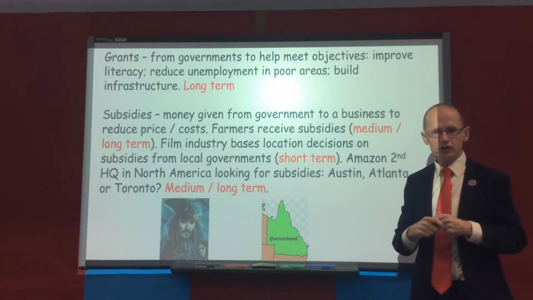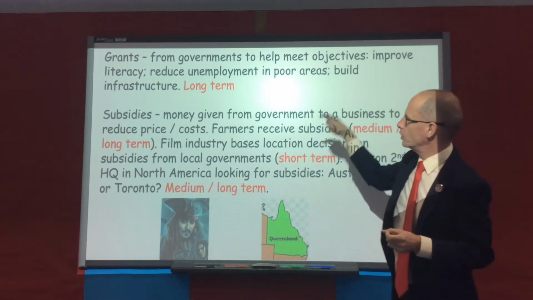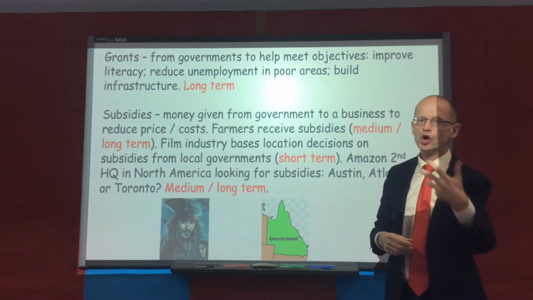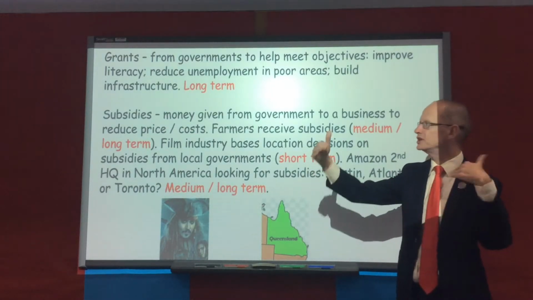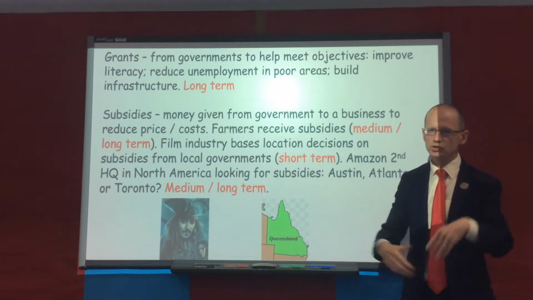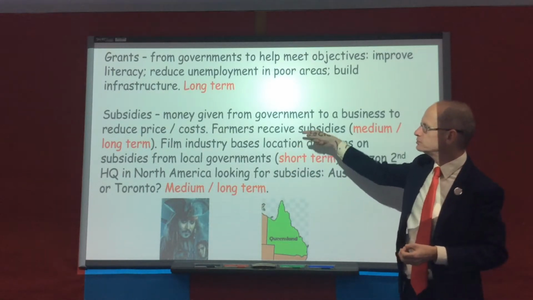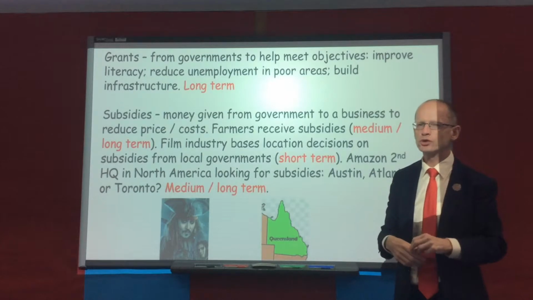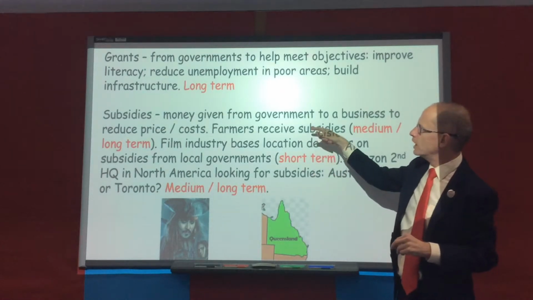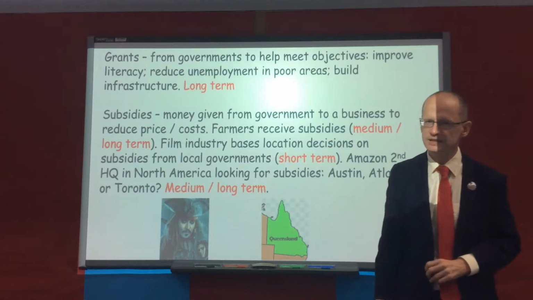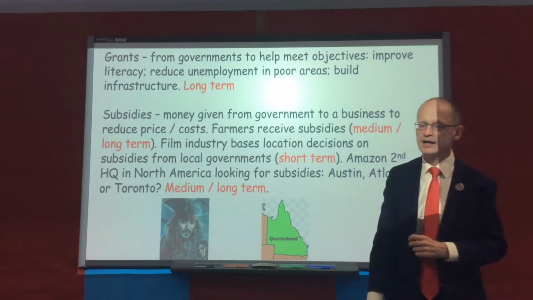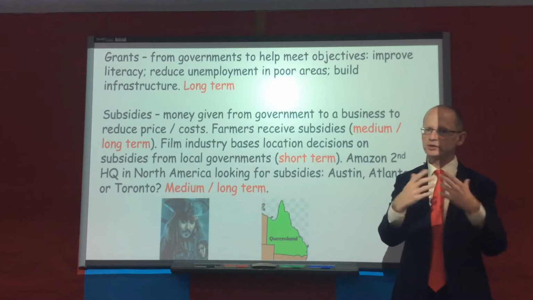The building of infrastructure. So those should be long-term sources of finance, because obviously it takes a long time to build roads, it takes a long time to invest money in schools and to get rewards. Subsidies are quite often more short-term based. Alright, so the film industry in many states in the United States is very, very heavily subsidized.